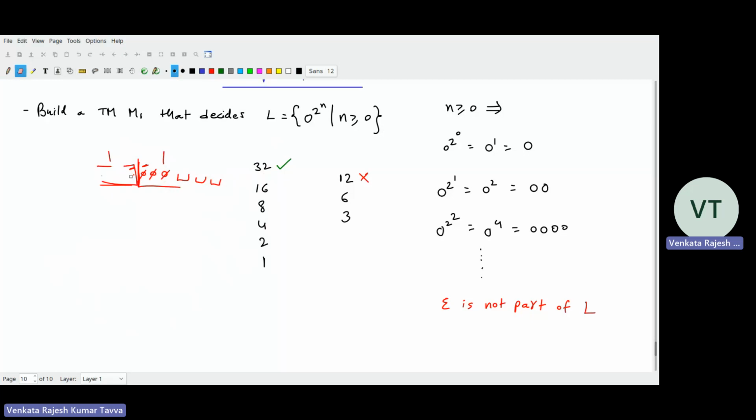Now I replace these crossed symbols again with zeros. Again I repeat this part. I come here. Now how do I know this is the last symbol of this half? Now I can't see blank. I have to take care of this. I have to consider this as my blank. Replacing crossing.